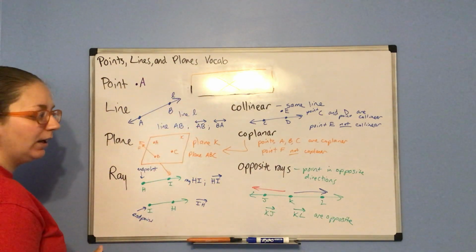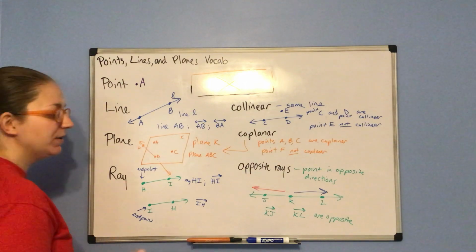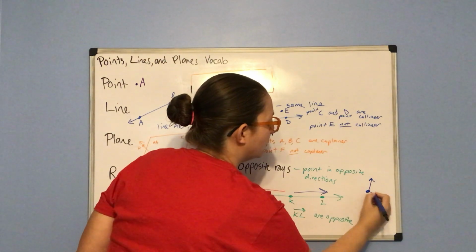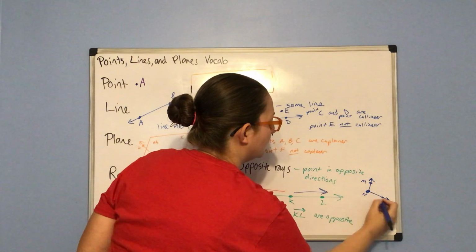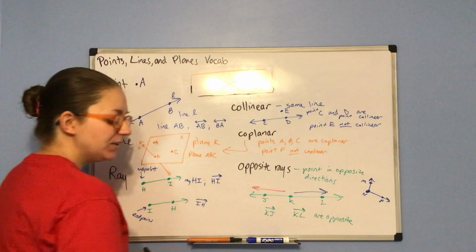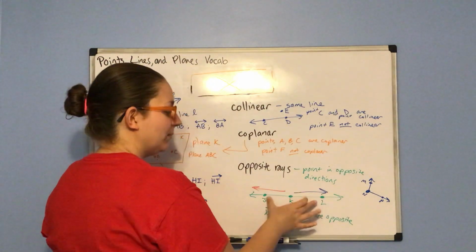That's what makes them opposite rays. Not every two rays that have the same endpoint would be opposite. Let me draw you another example here. I have NM, I have NP. Those are not opposite rays because they are not pointing in exact opposite directions. It needs to look like basically a straight line.